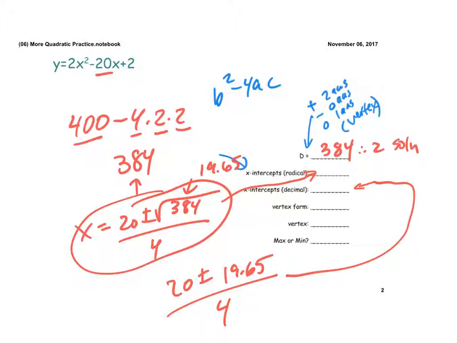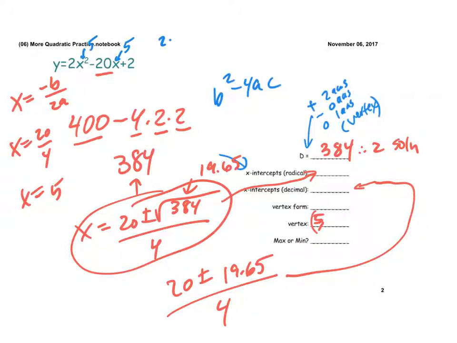Now I'm going to take a second to talk about vertex. X equals negative b over 2a, which is 20 over 2 times 2, which is 4. X equals 20 over 4. X equals 5. So x equals 5 is your x of your vertex. So it's 5 comma something. How do I figure out what the something is? I stick the 5 in. 5 goes in there and there.